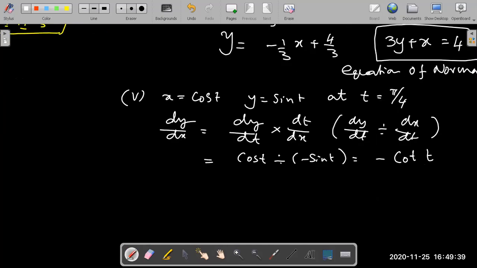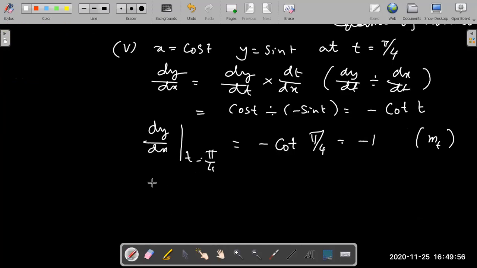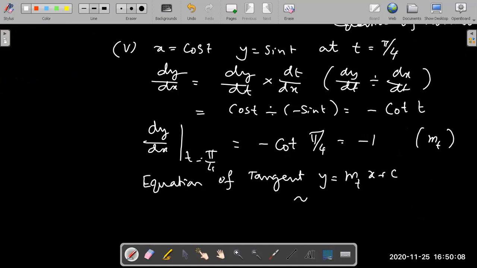So dy by dx at t equal to pi by 4 is equal to minus cot pi by 4, which is equal to minus 1. So this is our mt, the slope of the tangent. So the equation of the tangent is y is equal to mt x plus c. So y is equal to minus x plus c.